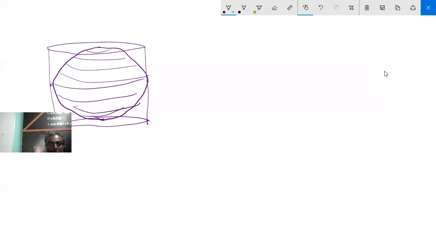Understand? Yes, sir. There is a sphere inside a right circular cone. The radius of the sphere is r. Calculate the surface area of the sphere.